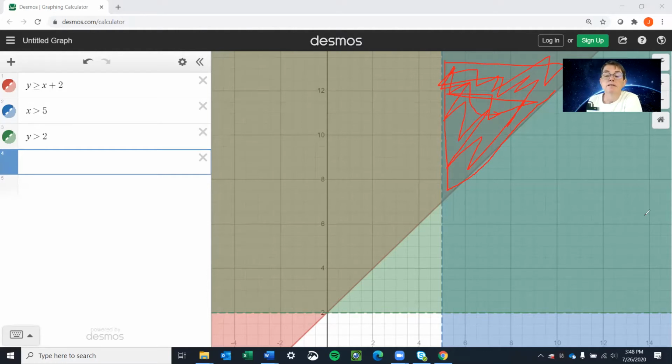And what you can see, what Desmos does do nicely is it does the nice dotted lines when it's less than or greater than, and it does a solid line when you've got the greater than or equal to.